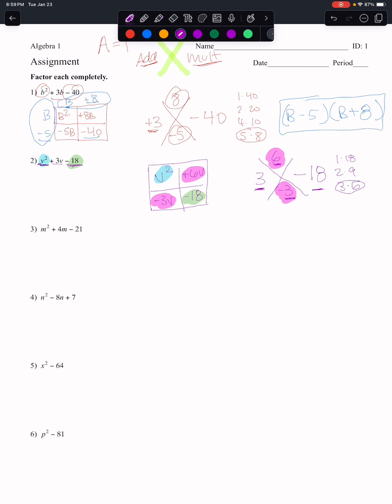Now I know that it had to be v times v to get v squared in this top box. And in order to get 6v, I had to do v times 6. And in order to get negative 3v, I had to do negative 3 times v. Here are my factors: v minus 3 and v plus 6. Okay, let's do another one. I got a couple more I'm going to do.